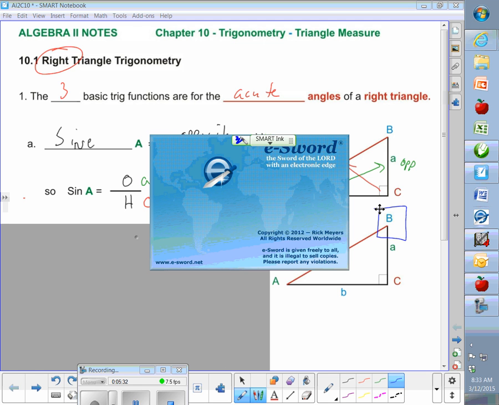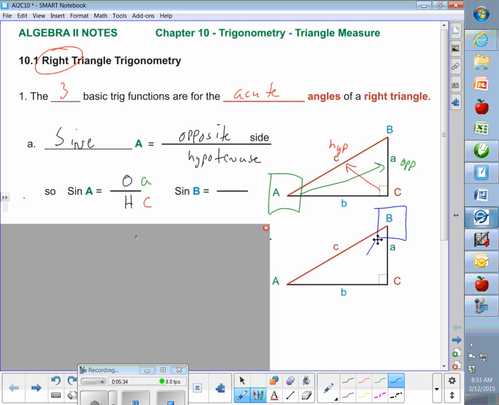So when you do the sine of angle B, the opposite is side B. So now the top is going to be B. What's the opposite of angle B? What side? Side B. Again, the hypotenuse is always across from the right angle. So the sine of angle B is B over C.